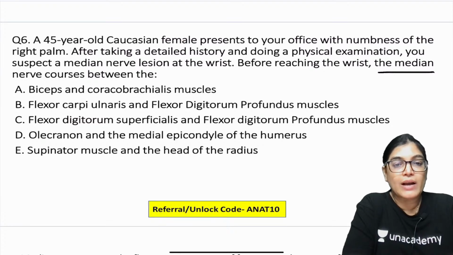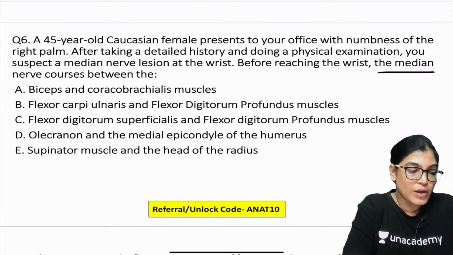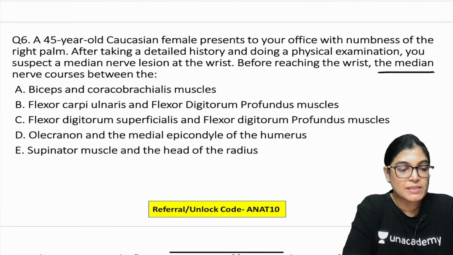So according to you, which is the correct answer? A. Biceps and coracobrachialis muscle. B. Flexor carpi ulnaris and flexor digitorum profundus. C. Flexor digitorum superficialis and flexor digitorum profundus. D. Olecranon and medial epicondyle of humerus. E. Supinator muscle or head of the radius. So according to you, which is the correct answer? Question number 6.